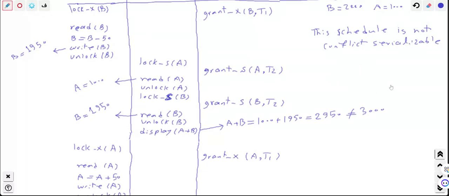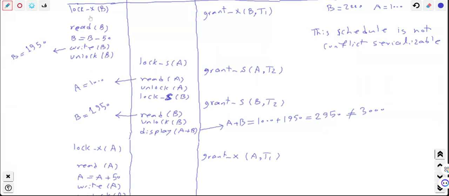Why? Because it's not consistency, Victor. Do you remember in the previous session when a schedule is not conflict serializable and when it is conflict serializable? Do you remember the precedence graph? If we have a cycle, then it's not conflict serializable. And if we don't have a cycle, so it's acyclic, then it's conflict serializable. Yes, exactly. It's exactly true.